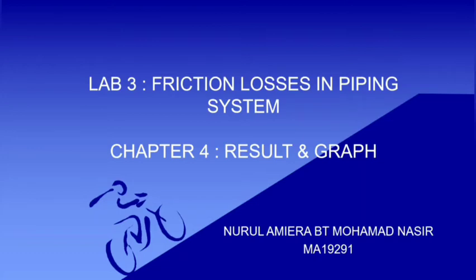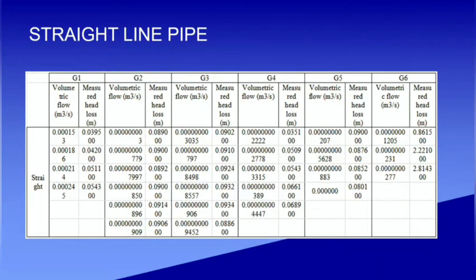For this Lab 3, friction losses in piping system, I will explain my part, which is chapter 4, results and graphs. The data we got is for four types: straight line, elbow 90 degree, bend pipe 90 degree, and bend pipe 45 degree. For the first condition, we have the straight line pipe. In this table, we have 6 data.